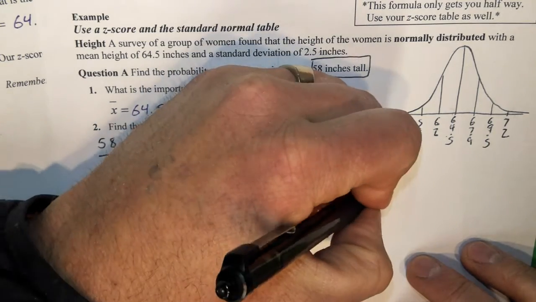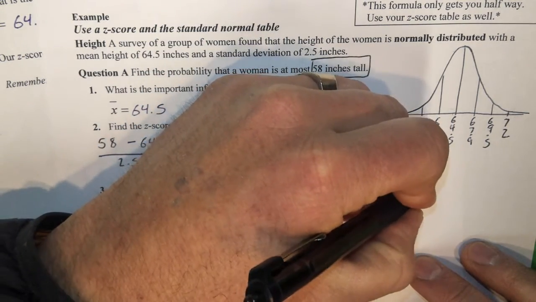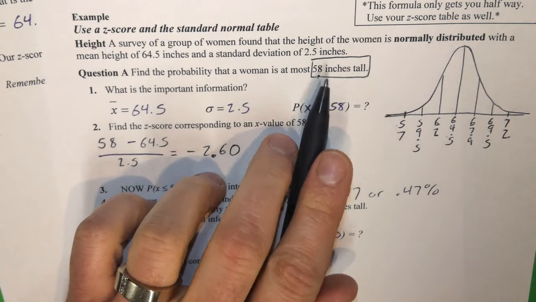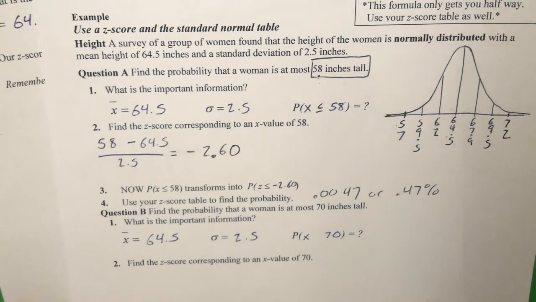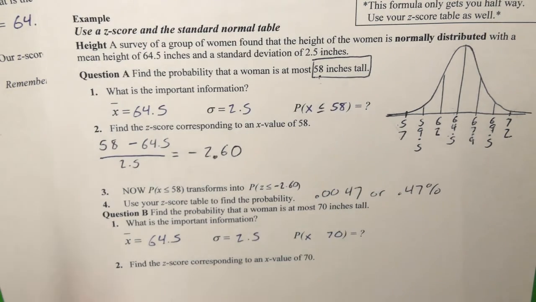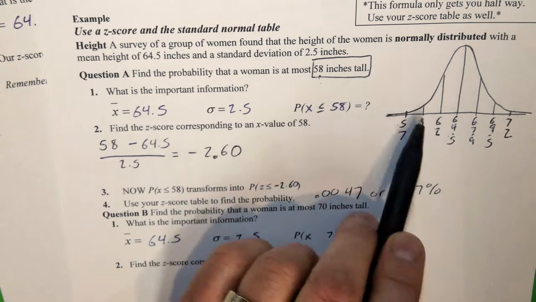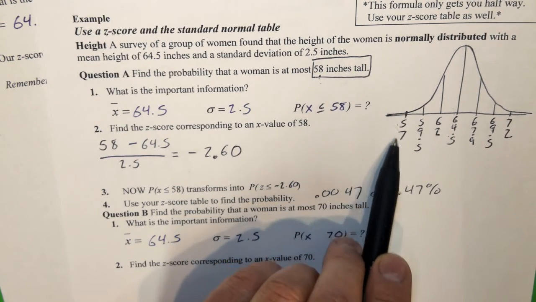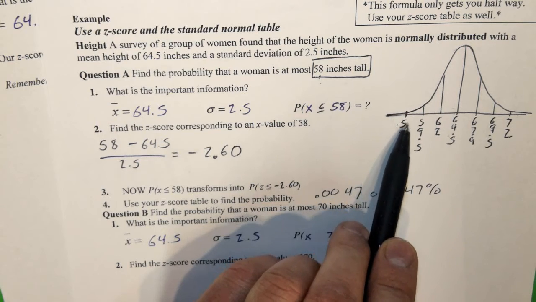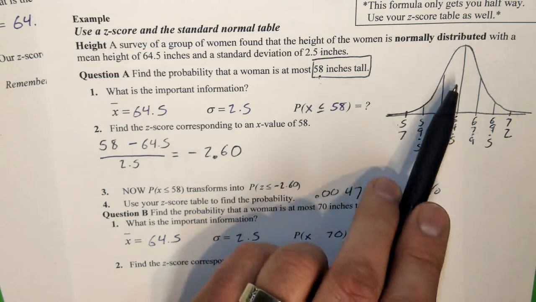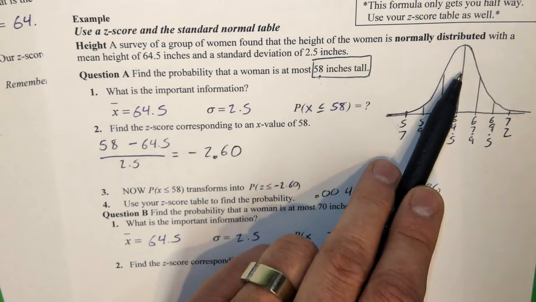0.0047, or if you'd like, 0.47%. It turns out that only a very small percentage of the population of women in the study were less than or equal to 58 inches tall. So most women were much taller than that, and so this number represents only a small population. You could see that on our bell curve that we had. Even though we didn't have the number 58 on there, we did have something close. 57 is right here, and if you notice, 57 is very close to this tail of the curve. It is not associated with any of the tall bars that we see over here towards the middle.